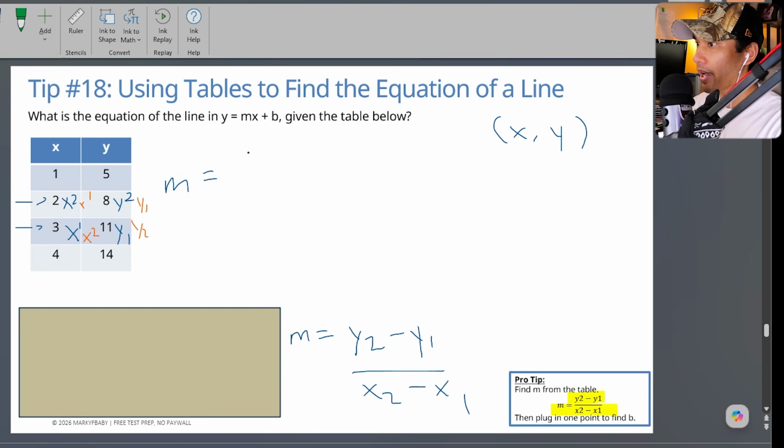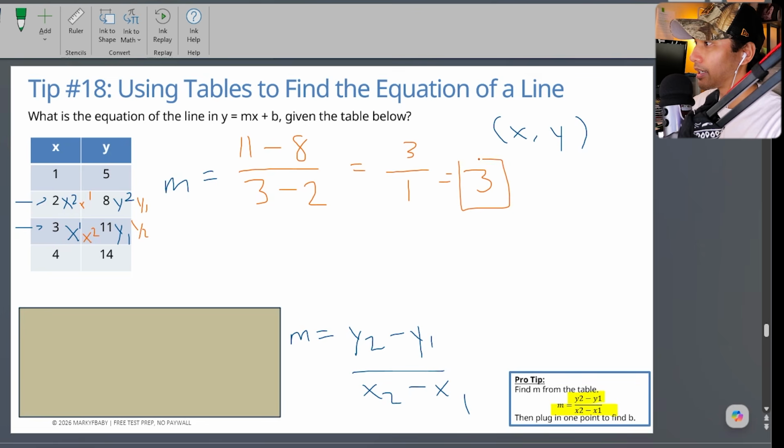So let me show you that it's going to equal 3. Okay? So I have in orange, 11 minus 8, right? Divide by, and then I get 3 minus 2 equals 3 over 1 equaling 3. And it equals 3 again. You just got to make sure that it's uniform, okay? If you choose this number as y1, the x coordinate must be x1, okay? You are tracking. You are good to go.